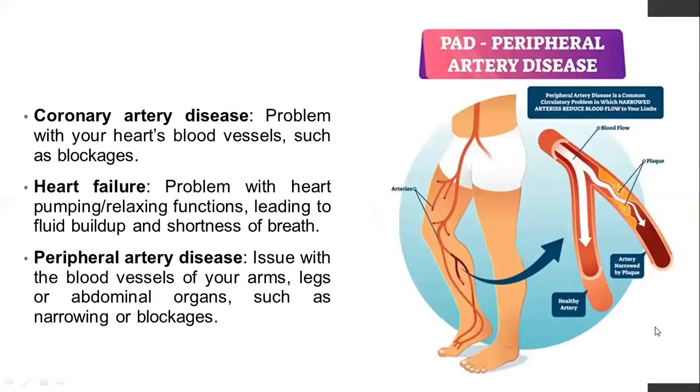Then we have peripheral artery disease, or PAD. In short, we call it PAD. So issues with the blood vessels of your arms, legs, even abdominal organs, and it leads to narrowing or blockages. Here also plaque formation, atherosclerosis, is taking place, but at the peripheral arteries. Peripheral arteries means arteries of your extremities, hands, legs, lower body. Peripheral means away from the central plane of your body. So that also leads to deep vein thrombosis or other situations as well.